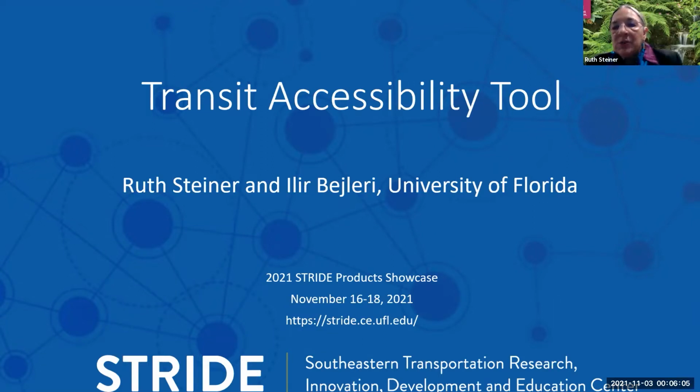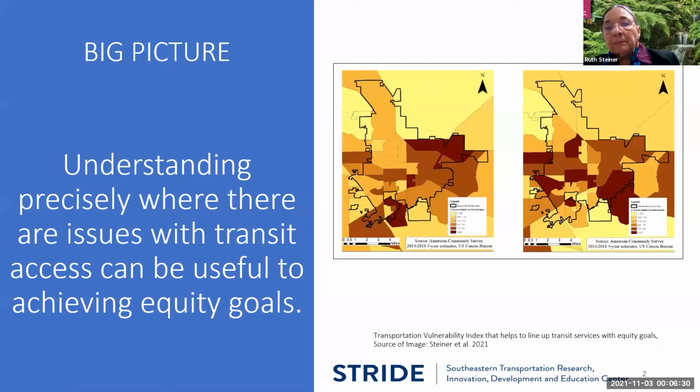I'm here to discuss the transit accessibility tool that I developed with my students with the assistance of my colleague Ilir Baileri for STRIDE Project C3, Emerging Mobility Services for the Transportation Disadvantaged. This tool is a modification of a tool that Dr. Baileri and his students developed to understand the transportation service gaps for the transportation disadvantaged populations.